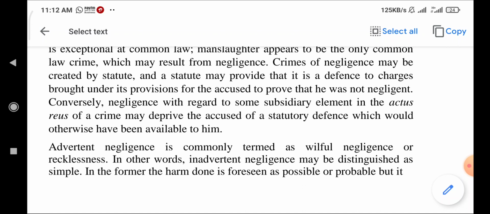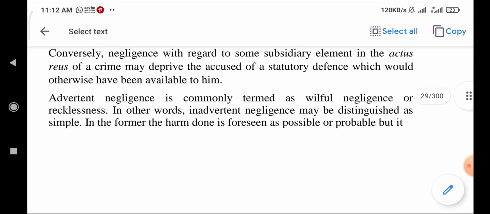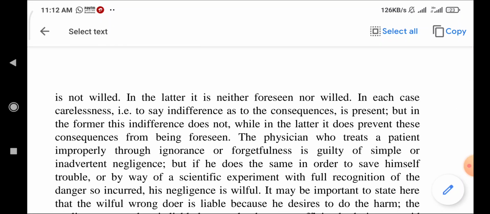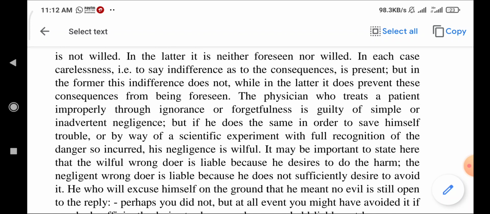Advertent negligence is commonly termed willful negligence or recklessness. In other words, inadvertent negligence may be distinguished as simple. In the former, the harm done is foreseen as possible or probable, but it is not willed. In the latter, it is neither foreseen nor willed. In such cases, carelessness, that is to say indifference as to the consequences, is present, but in the former this indifference does not, while in the latter it does prevent these consequences from being foreseen.